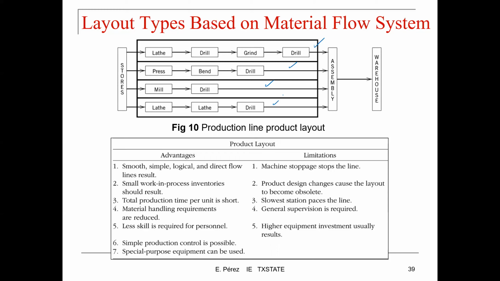The limitations: if something happens to one of those machines, that machine will stop the production line. Product design changes cause the layout to become obsolete. So if you have a new product coming in, then you need to change the production line. Slow stations pace the line. General supervision is required, and higher equipment investment usually results.